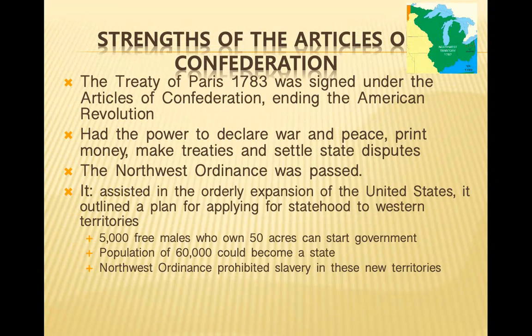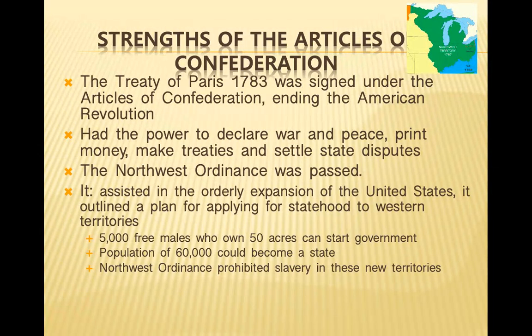So, what were the actual strengths of the Articles of Confederation? The Treaty of Paris was signed in 1783, thus ending the American Revolution. Because Congress, under the Articles of Confederation, had the power to declare war and peace, that was their one major prop that they could claim victory to. The other thing that they could do, because they could settle boundary disputes, was establish the Northwest Ordinance.